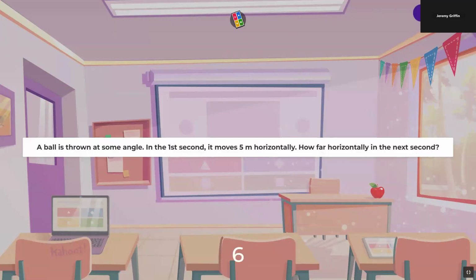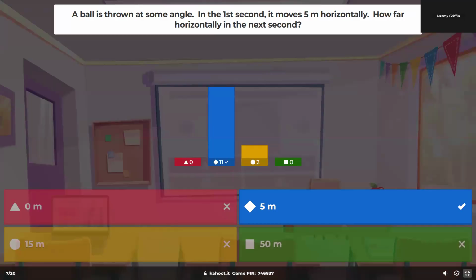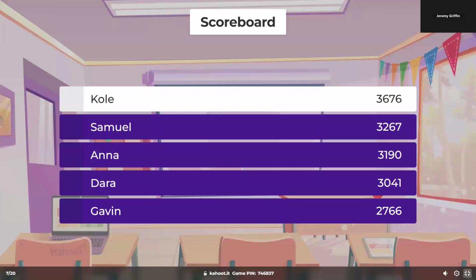A ball is thrown at some angle. In the first second, it moves 5 meters horizontally. How far does it move horizontally in the next second? Yeah, 5 meters, right? So every second it's gaining another 5 meters, 5 meters, 5 meters. It looks like it's going 5 meters per second horizontally, right? And that would be constant.